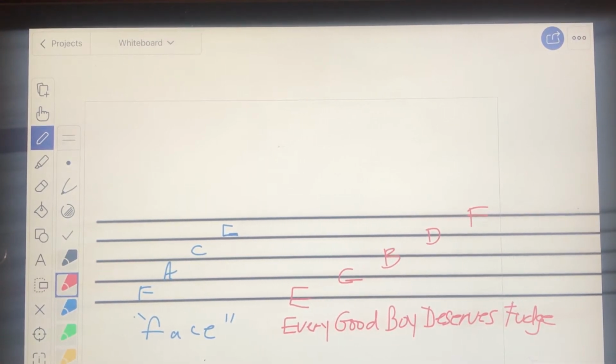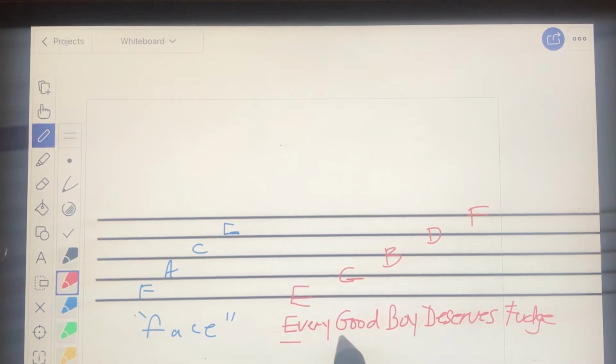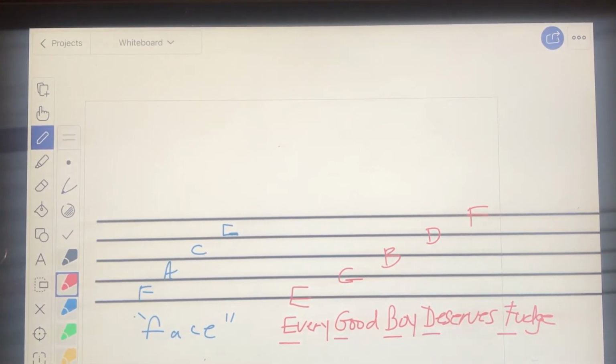The beginning letters of each word in this sentence name the lines, and they are E, G, B, D, and F.